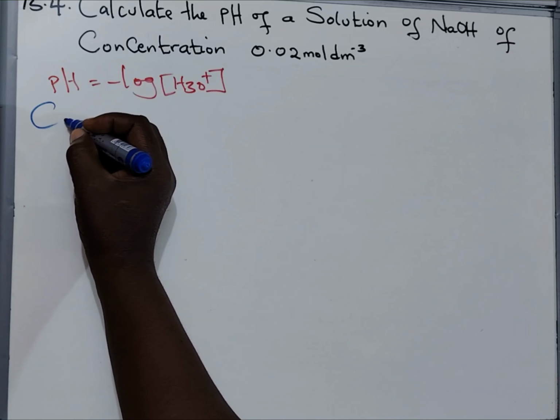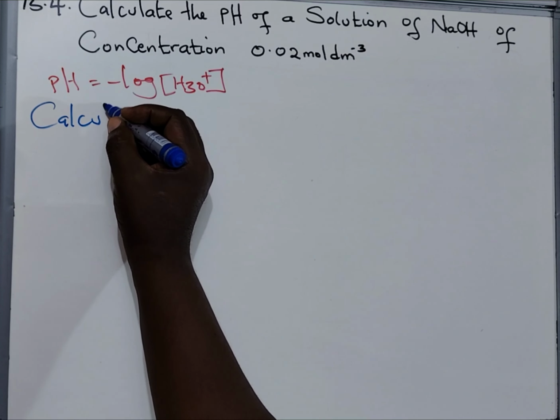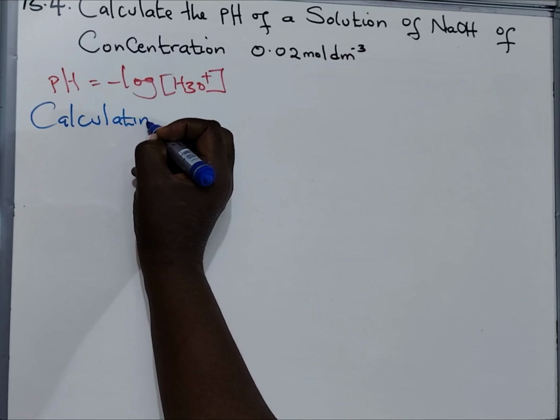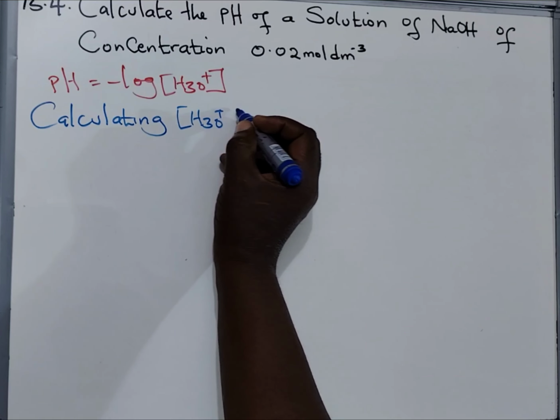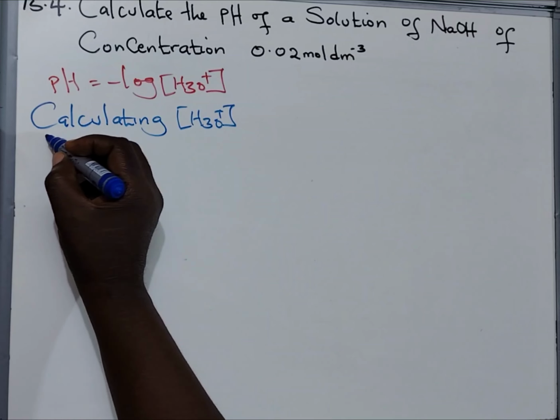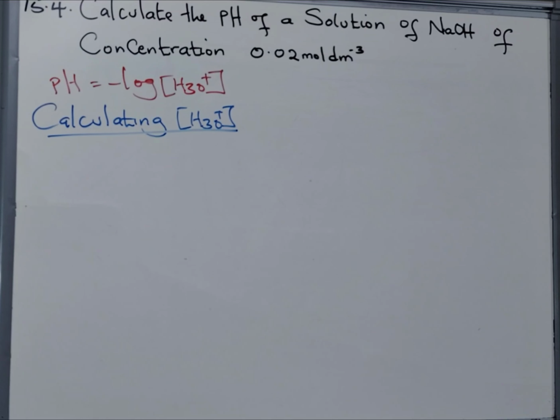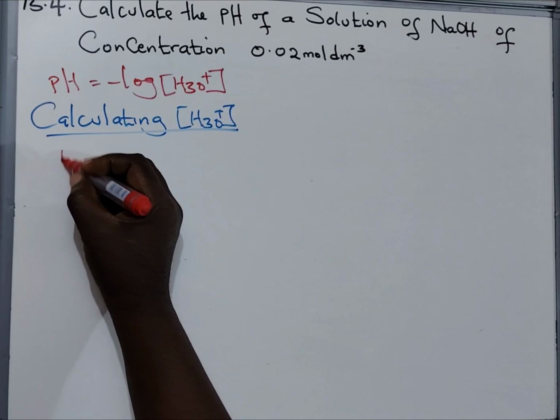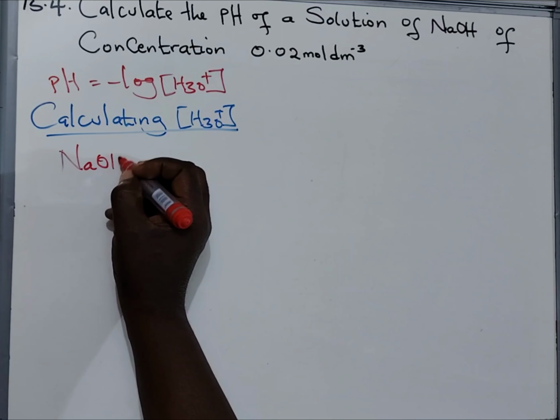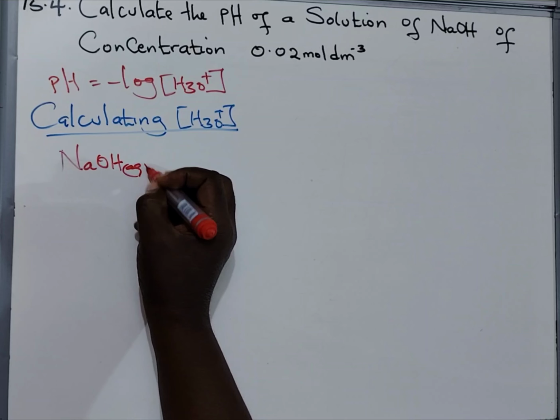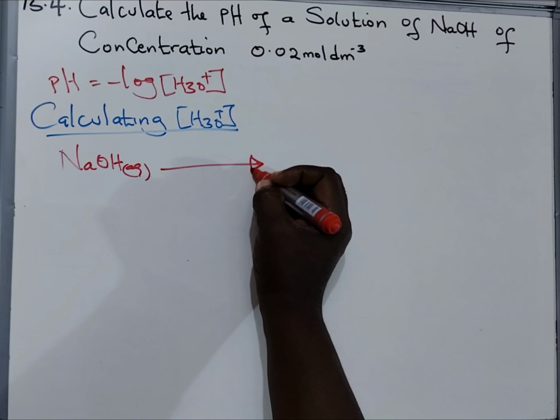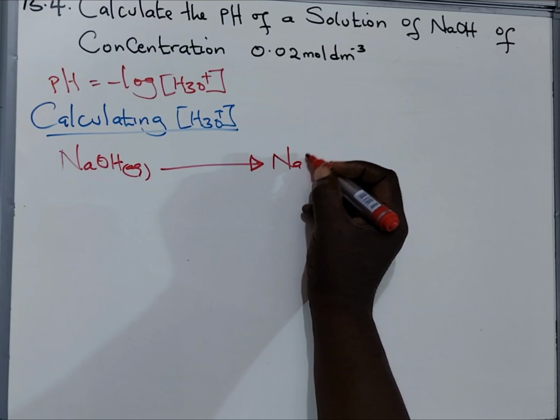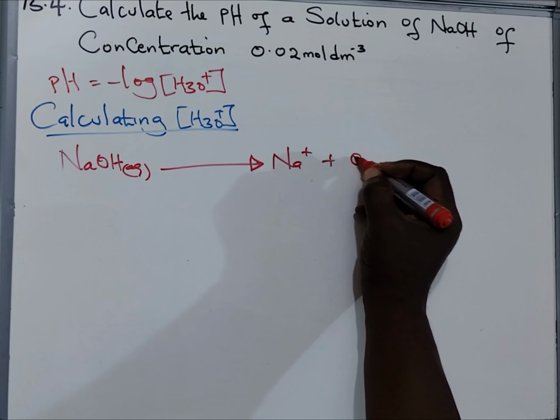So you say, calculating hydronium ion concentration. That's what we are supposed to do. So what do you do here? You have your sodium hydroxide in aqueous solution. So on dissociation, what do you get? You get sodium ions plus hydroxide ions.